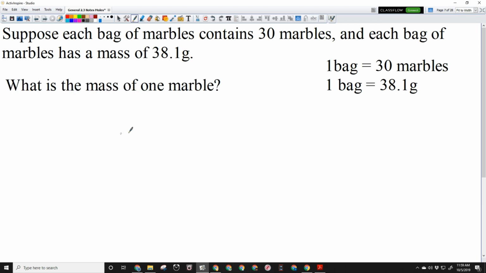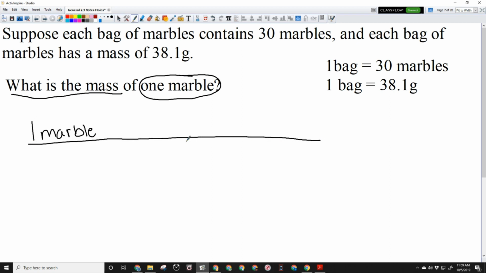All right, on our last example, what is the mass of 1 marble? Okay, so 1 marble is our given. What is the mass is what we're looking for. So I'm going to start out with 1 marble over 1. What do I want to get rid of? Marble. I'm going to put it on bottom. What am I converting it to? Mass. Well, it says here mass.